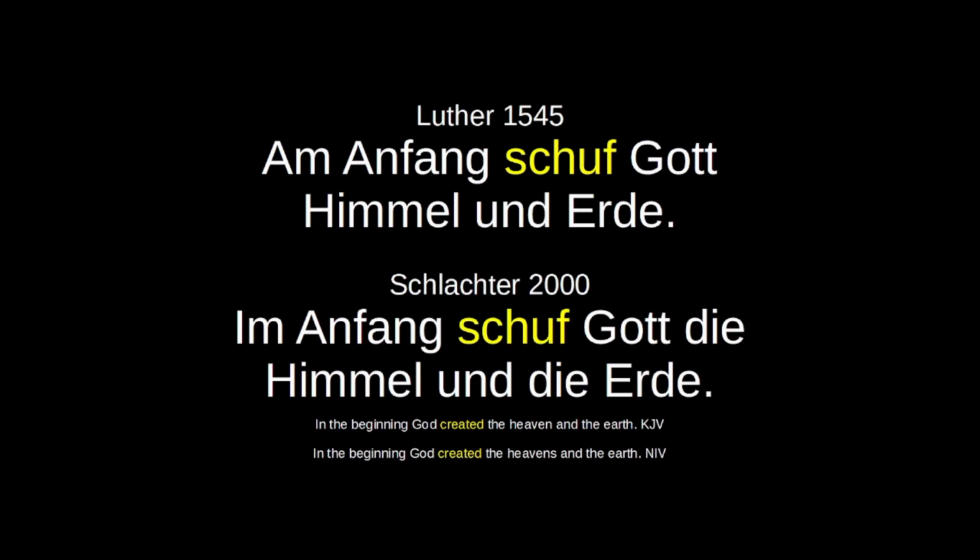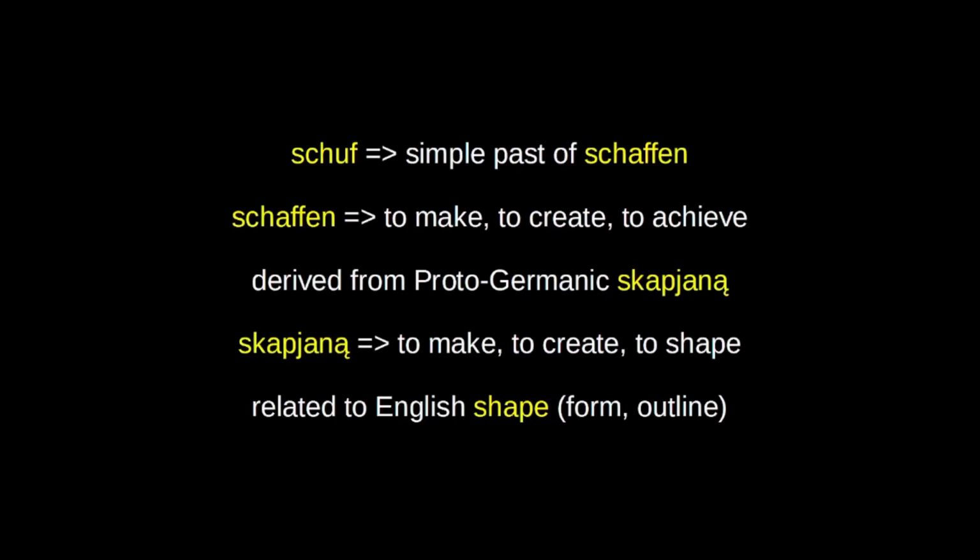Next, I have the word schuf. This, as you can see, corresponds to the English word created. Now, schuf is the simple past form of a German word schaffen. Schaffen means to make, to create, or to achieve something. In English, you can also use them like this, for example, to say, I made this, or we made it, to say that you created something, or that you achieved something. It's derived from a Proto-Germanic word, skapjana, which also means make, create, or shape. And it is related to the English word for shape, which means the outline or the form of an object. So perhaps you could also say, in the beginning God shaped the world.